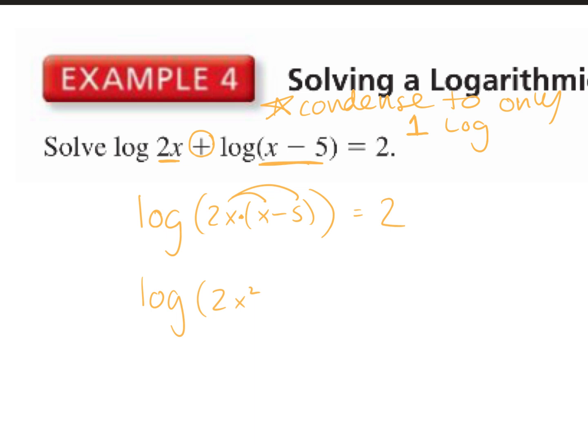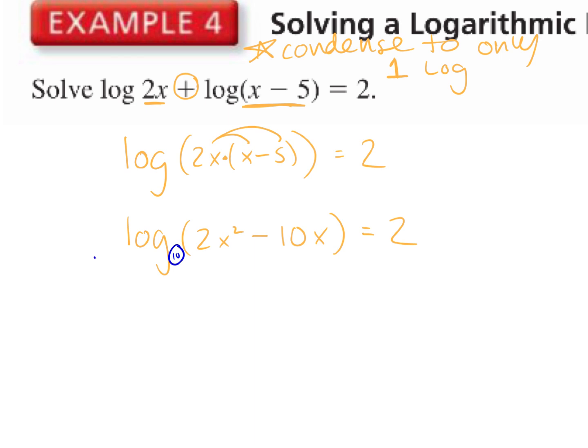Two x squared minus 10x. So we have to distribute the 2x to both things. Okay, now I want to get rid of that log from my equation. So how could I get rid of the log? What's my little base? The little base here. 10. Remember, if there's no base written, it's implied that it's a 10. So to get rid of the log, I have to make my big base whatever my little base is. So I'm going to make both sides 10 to the power of whatever's already there.